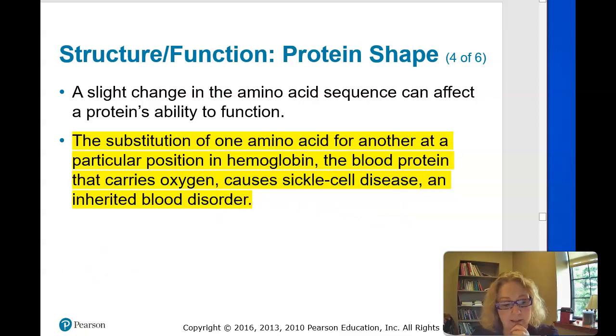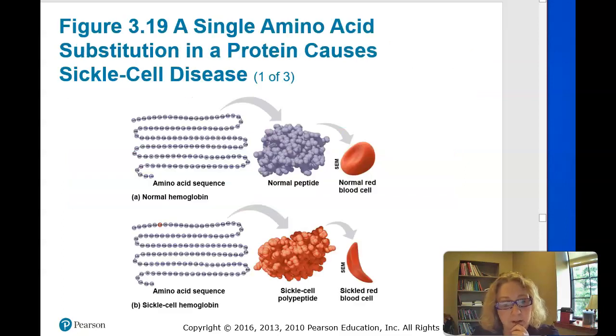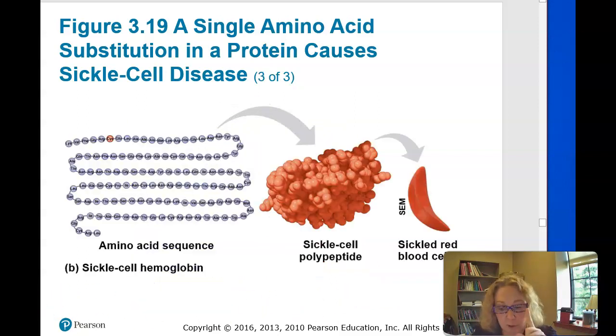It's an inherited blood disease. This is what it looks like. So normal hemoglobin, we have the alanine that's here. It makes a normal peptide, which makes a normal red blood cell. We have one wrong amino acid. It doesn't fold correctly. This string of beads does not fold correctly, and that makes your red blood cell what's called sickled. It's like this, and so this hooks on things, which causes you to be very ill. So that is only one amino acid change. That's why we care about amino acids.